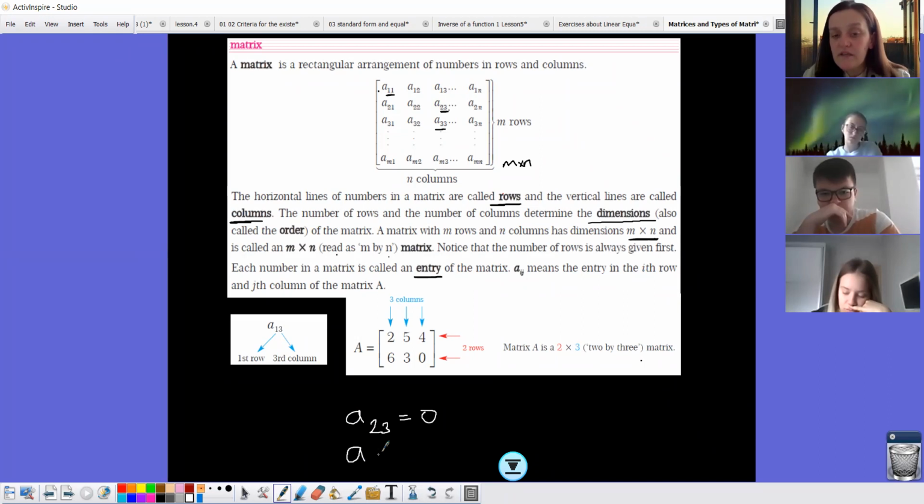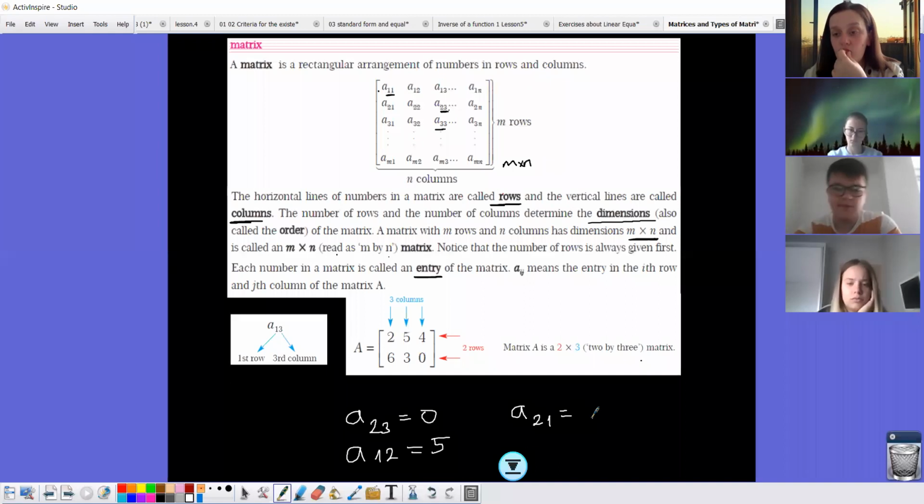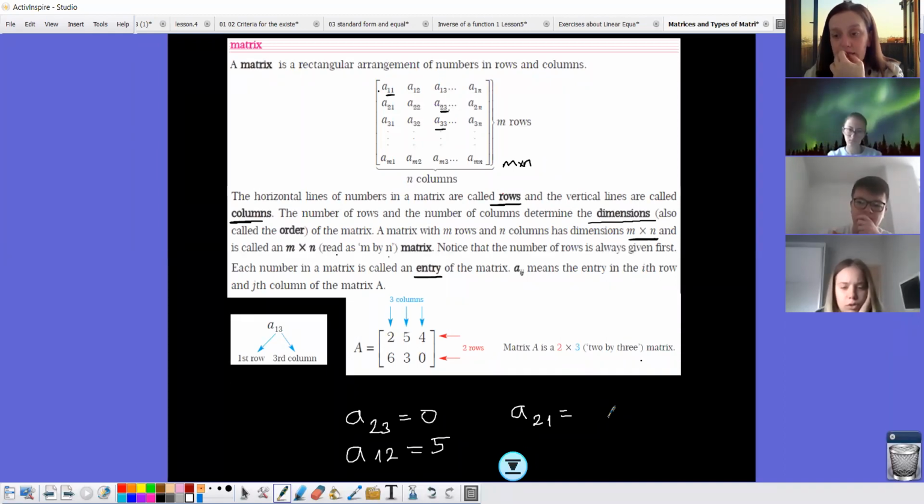What is A12, Salman? 5. It will be 5. First row, second column. What is A21, Eva? It will be second row, first column.